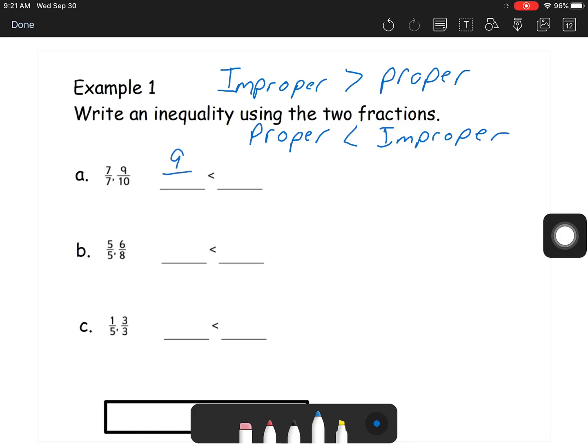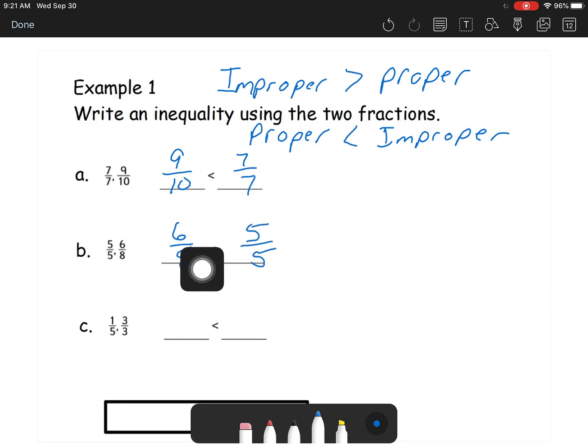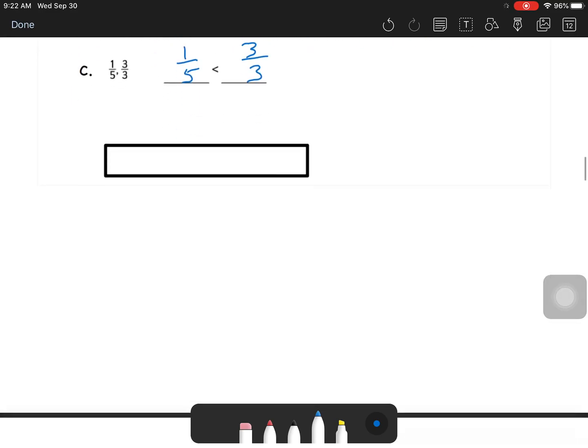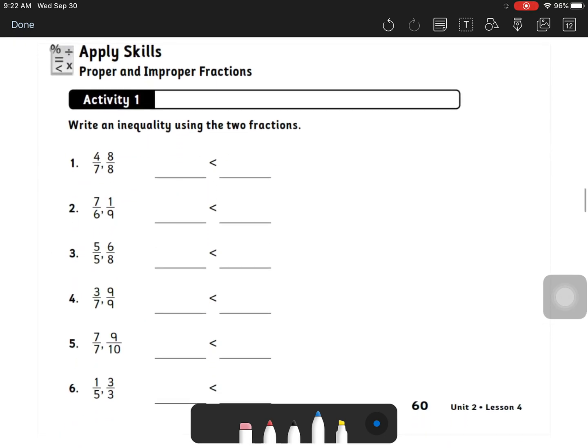So proper fraction 9/10, improper 7/7. Proper fraction is 6/8, improper is 5/5. So 6/8 is less than 5/5. If the top number is smaller than the bottom number, that means it's less than 1. If they're equal or the top is bigger, then that's an improper fraction. It's either 1 or greater than 1. Proper fraction 1/5, improper fraction 3/3.